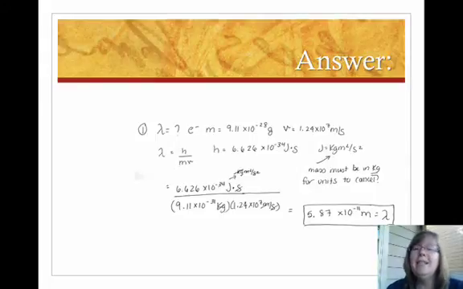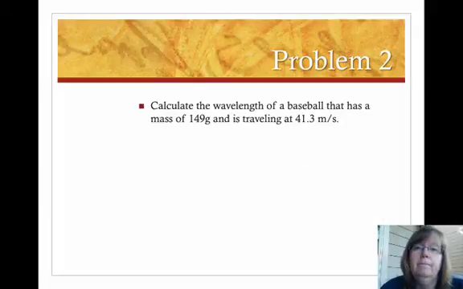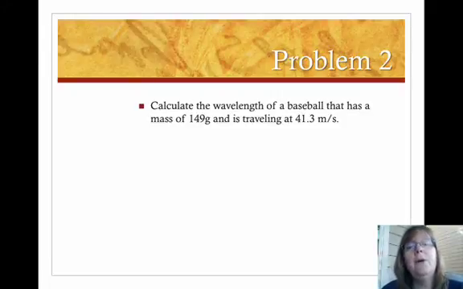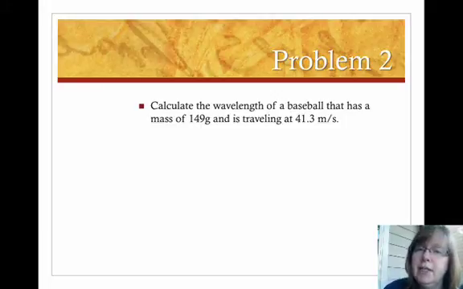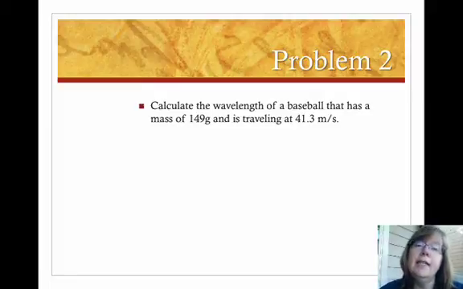Okay, well, that seems like a short wavelength, 10 to the negative 11th meters. However, let's compare that to the wavelength of something in our macroscopic world, something like a baseball. So here's our second problem. Calculate the wavelength of a baseball that has a mass of 149 grams and is traveling at 41.3 meters per second. That's a pretty fast baseball, by the way. Now, the first thing you need to do is get that grams into kilograms so that all of your units will cancel. Go ahead and stop the video, work the problem, make sure that all of your units cancel, and then go on to the next slide for your answer.